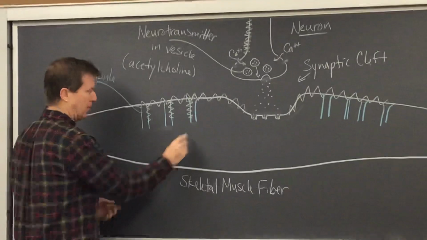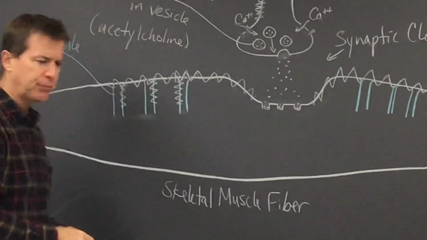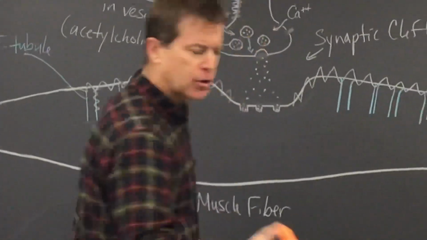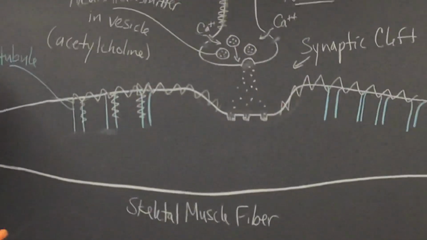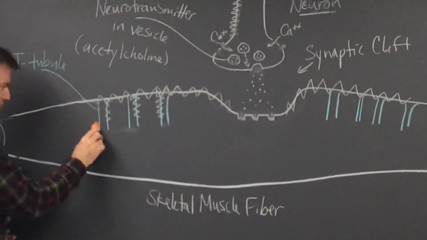At the base of each T-tubule, here, there are two storage sacs. I'm going to color them in orange.